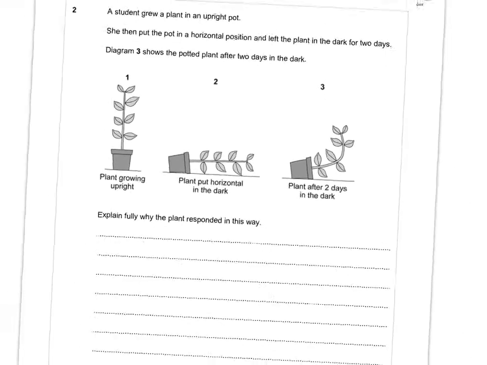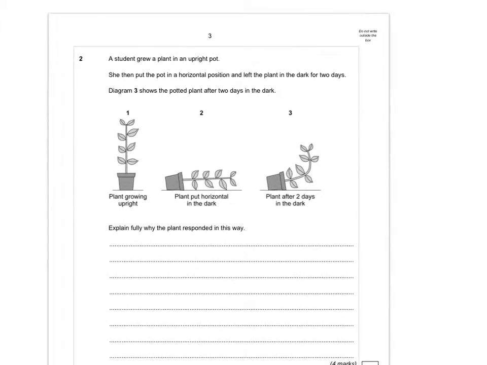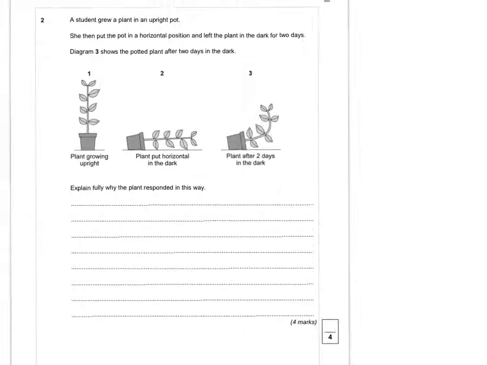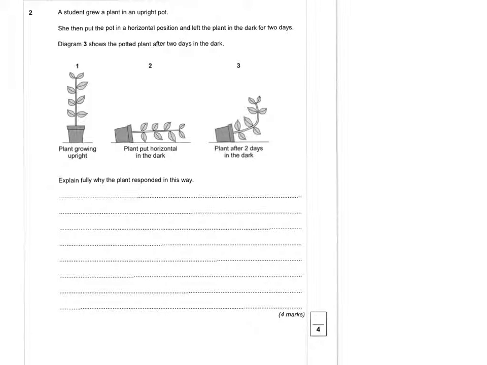So this question is looking at the topic of nerves and hormones, and it's looking at how plants respond to certain conditions in their environment. Now there's certain key bits that you have to pick out for this question that some people didn't manage to get, and we're just going to look and identify those now. So it says she put the pot in a horizontal position, so it was flat, and it was left in the dark for 2 days.